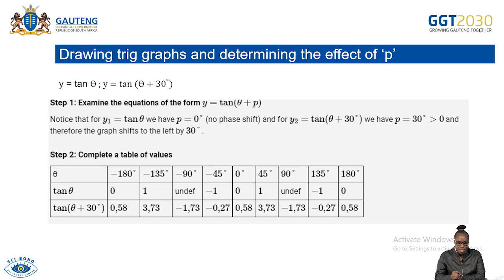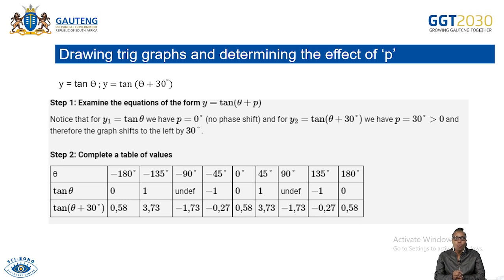Okay, you can even look at the graph of tan. I am having a graph of tan there where I have given you y equal to tan theta and have shifted tan theta 30 units. Which side? To the left. Because I say y equal to tan theta plus 30. So I am moving or shifting that graph to the left.